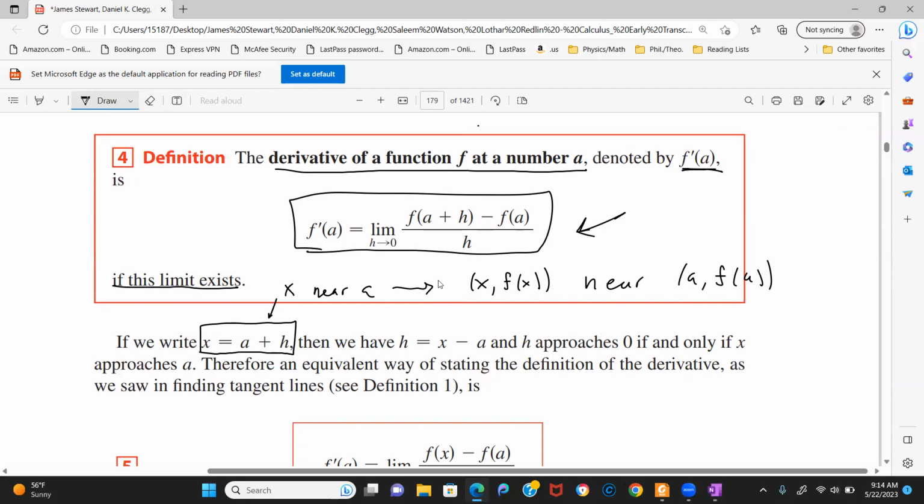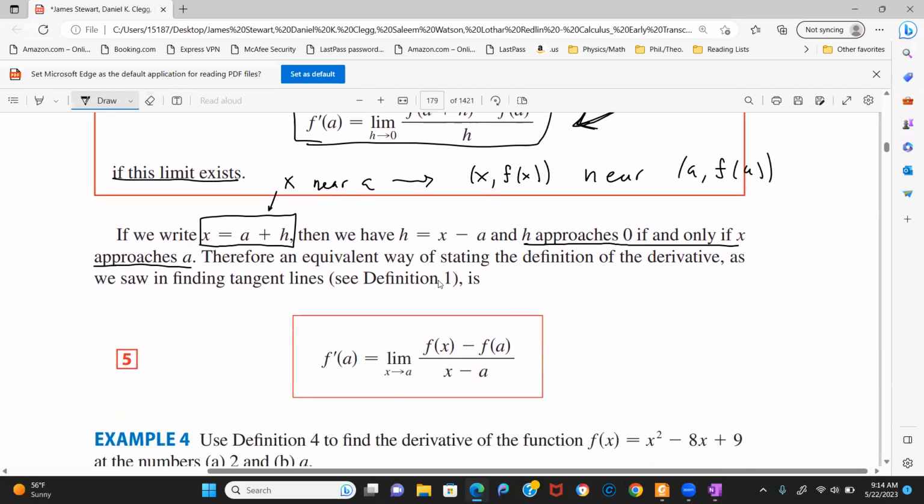In fact, we have something stronger than what we mentioned above. We have that h approaches 0 if and only if x approaches a. So this limit right here is in fact equivalent to this right here. These are one and the same thing.